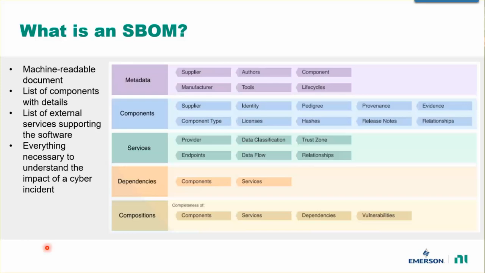It's a list of all the components that are installed with the product, but also a list of components that are built into the product, and a list of any external services that support the software, right? So if I'm going out and connecting to some kind of an external server or database or something, having a list of all of those services is also critical. And then anything else that's necessary to understand the impact of a cyber attack.